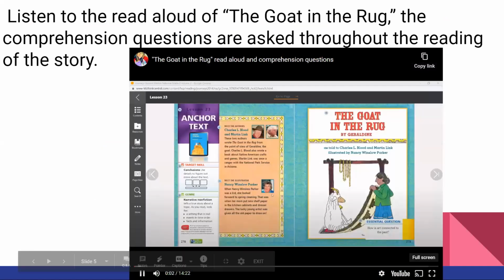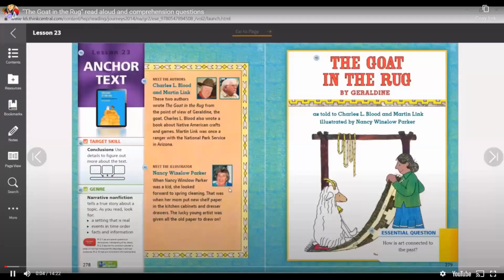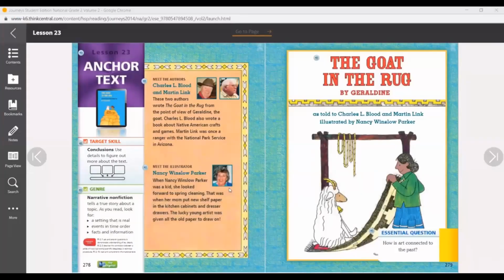Boys and girls, this week's story is lesson 23. The title of our story is The Goat in the Rug by Geraldine, as told by Charles L. Blood and Martin Link, illustrated by Nancy Winslow Parker. Please listen as I play aloud.